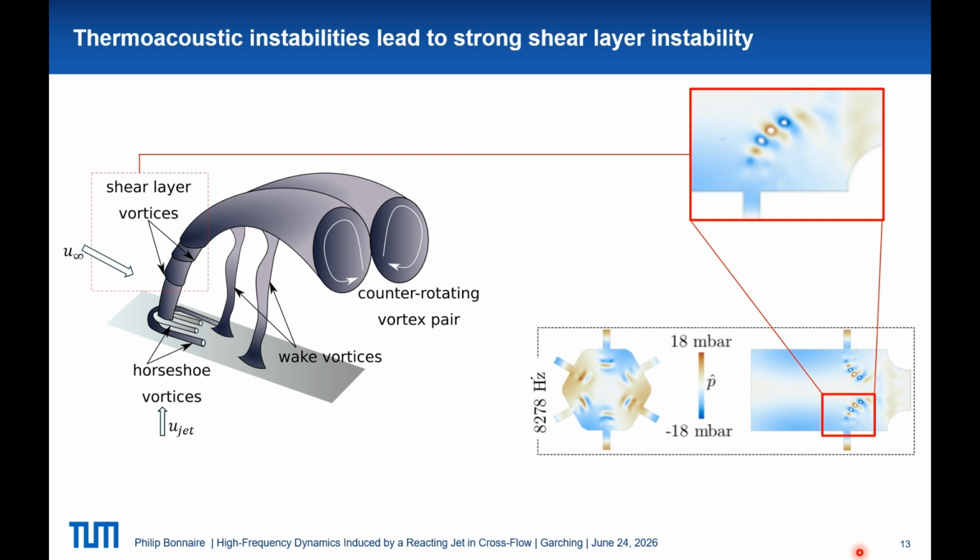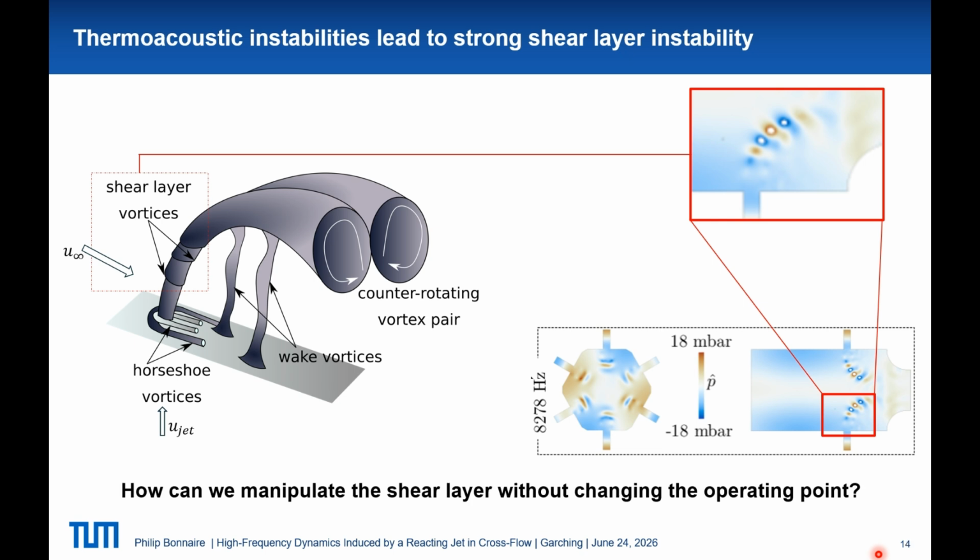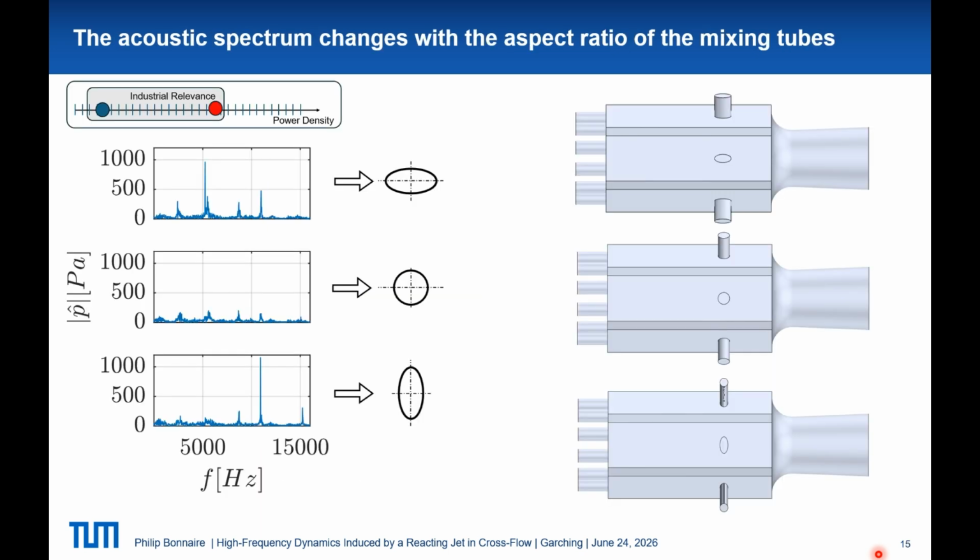And we quickly noticed that the shear layer vortices are very present in this pressure spectra that we can see here on the right in this tiny window and here in this more enlarged view. So we were wondering, in case this shear layer interaction is part of the thermoacoustic feedback loop, how can we manipulate the shear layer without changing the operating point?